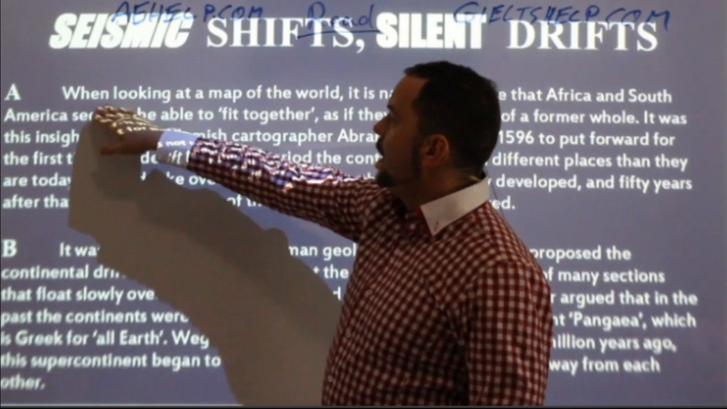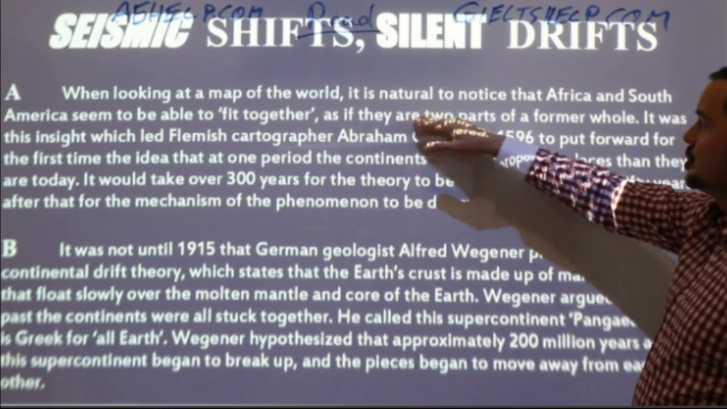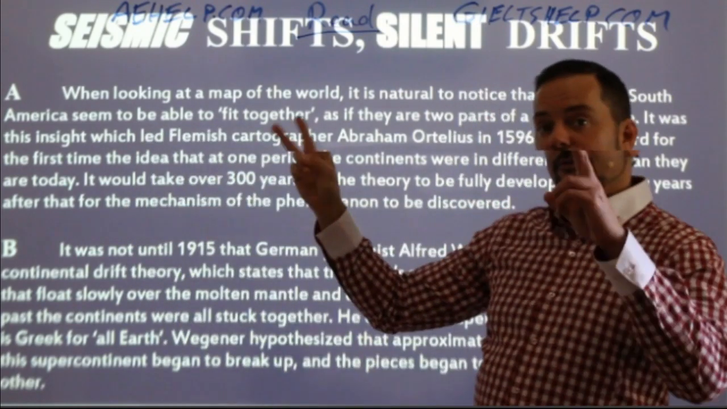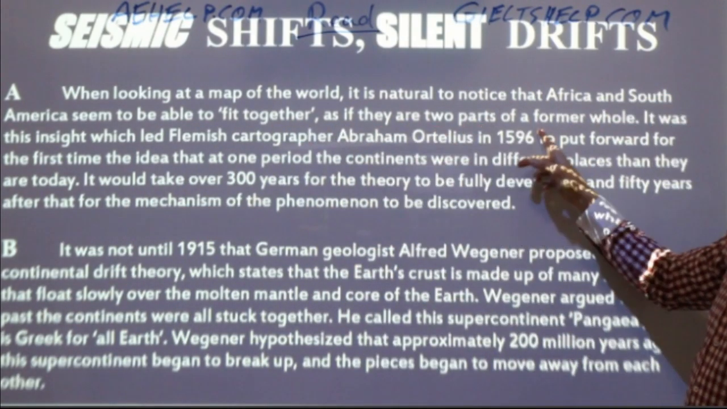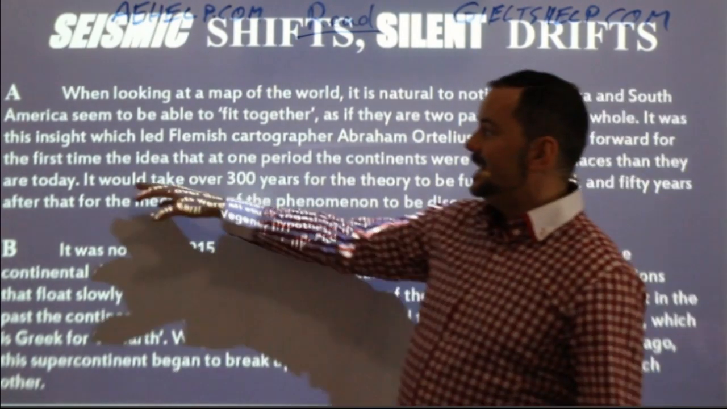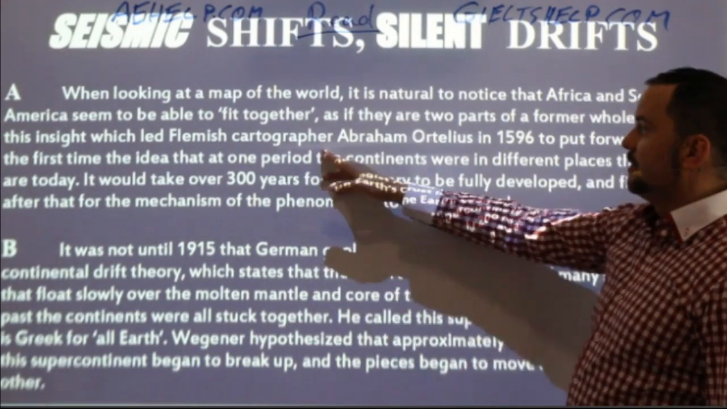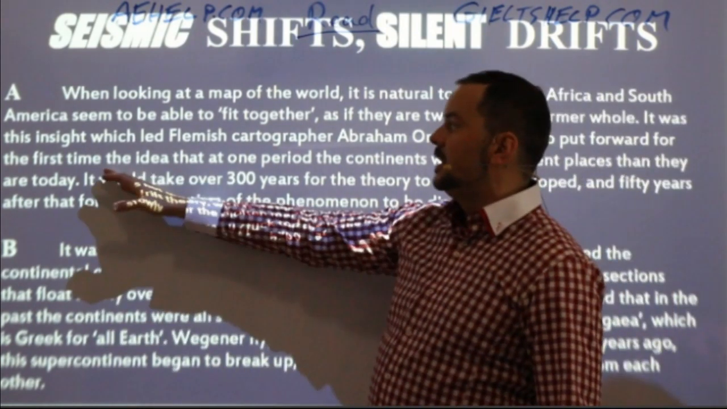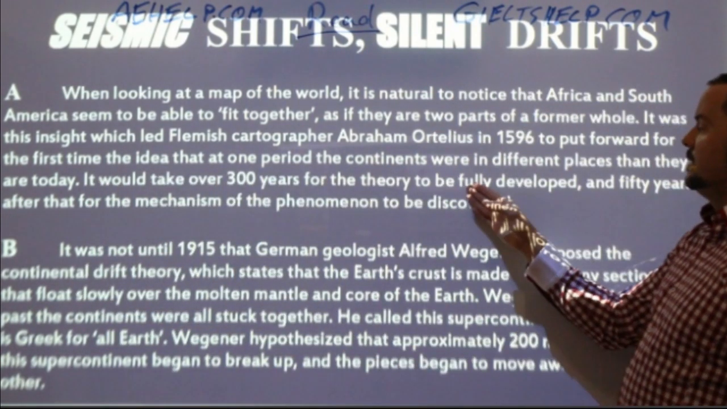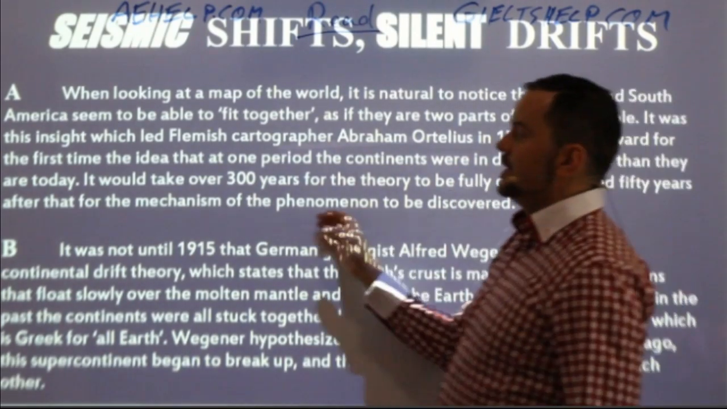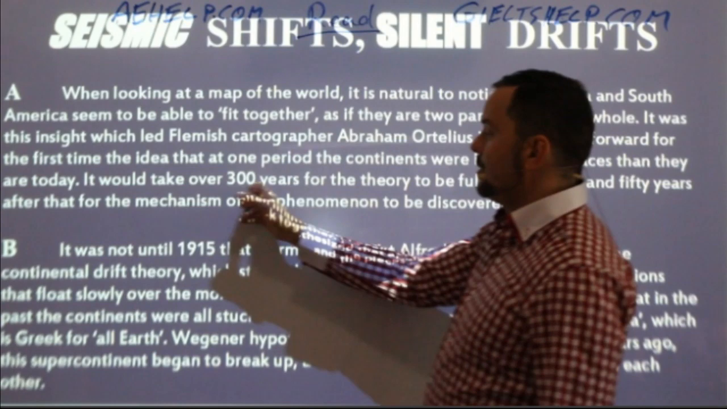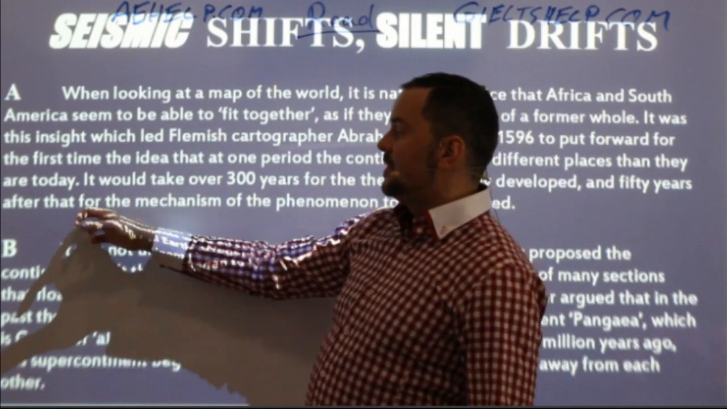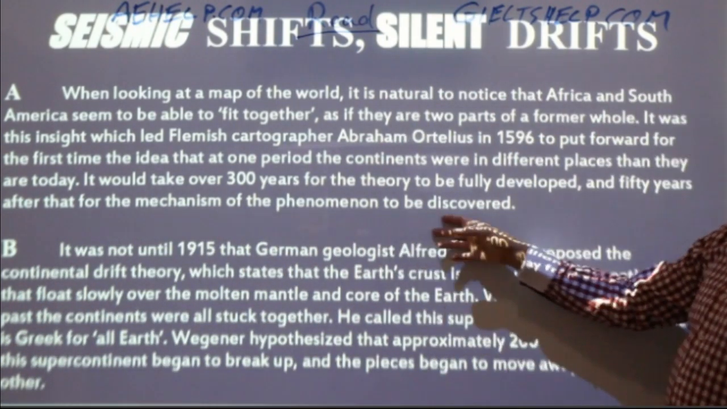So here we go. When looking at a map of the world, it is natural to notice that Africa and South America seem to be able to fit together as if they are parts of a former whole. It was this insight which led Flemish cartographer Abraham Ortelius in 1596 to put forward for the first time the idea that at one period the continents were in different places than they are today. It would take over 300 years for the theory to be fully developed, and 50 years after that for the mechanism of the phenomenon to be discovered.